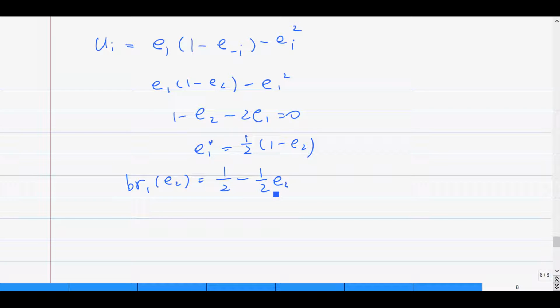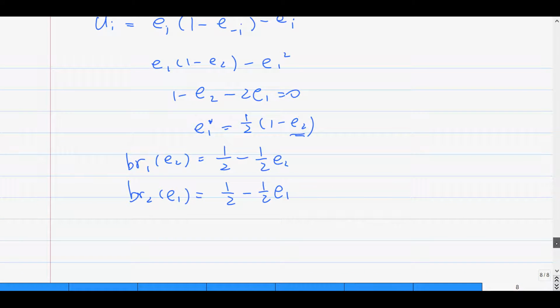Why do I not need the max over them? Because e2 is between 0 and 1, so this will never be less than 0 or more than 1. We don't need the max with 0 thing. Similarly, we can get the other one. Those are the best responses.